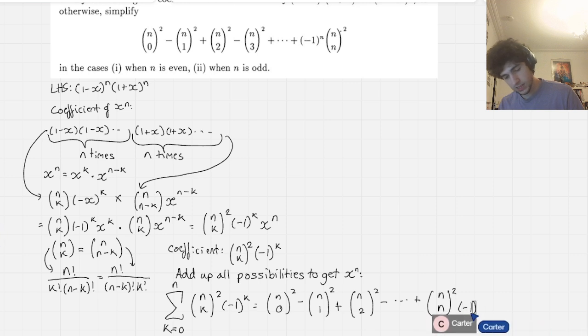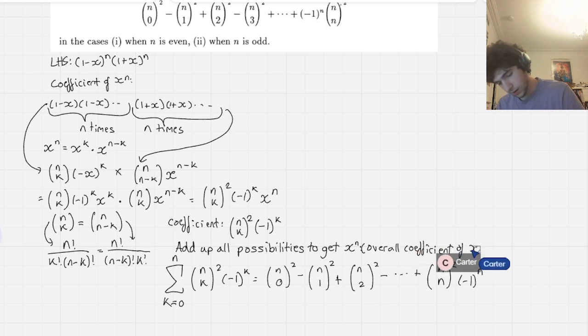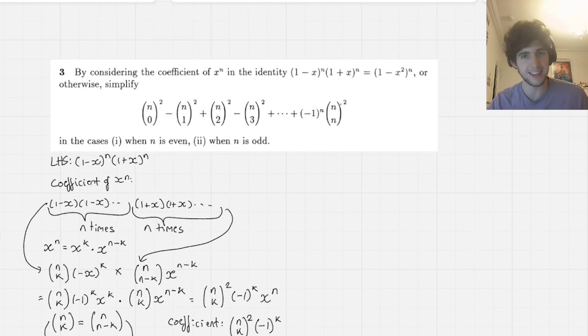And so it turns out this is our overall coefficient of x to the n, right? But the overall coefficient of x to the n is just what we're asked to figure out. That is just that sum that they've given us at the beginning.